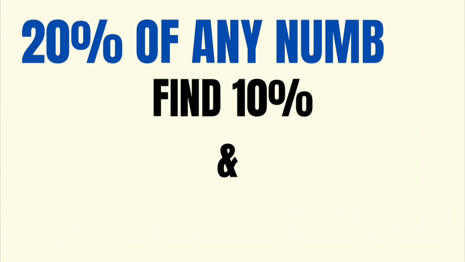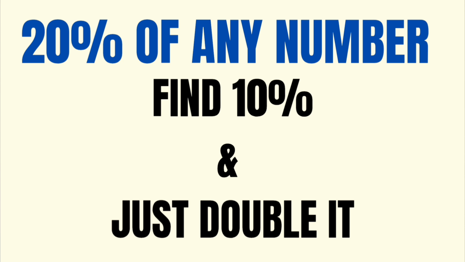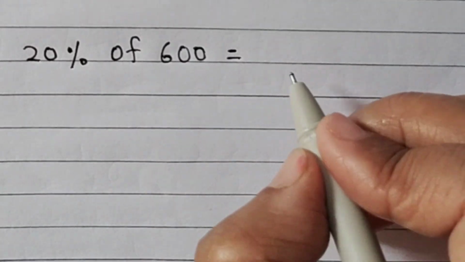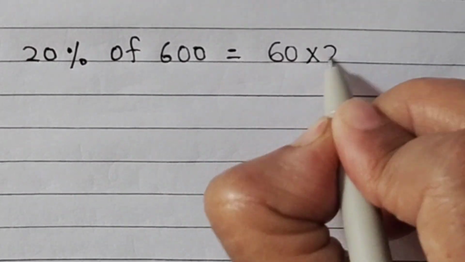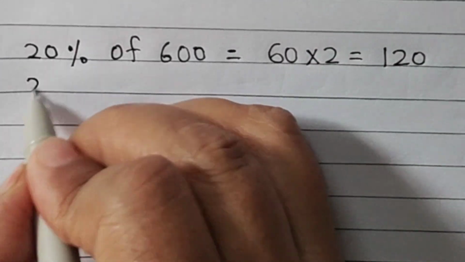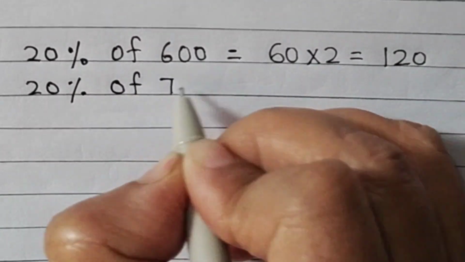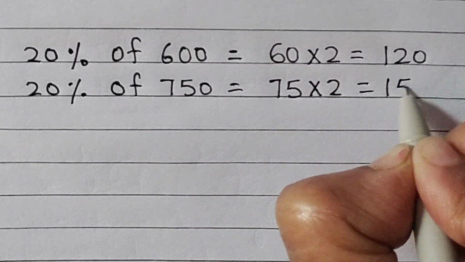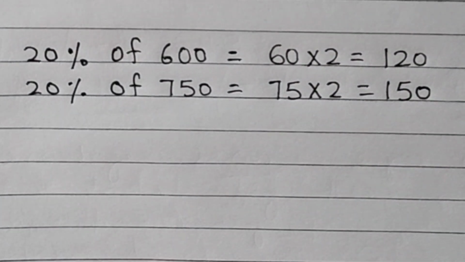Now let's learn to find 20% of any number. Here also we will find 10% first. Then we will double it. We will multiply it by 2. 20% of 600: 10% was 60. We'll double it. It will be 120. 20% of 750. 10% was 75. 75 multiplied by 2 is 150. So 20% of 750 is 150.